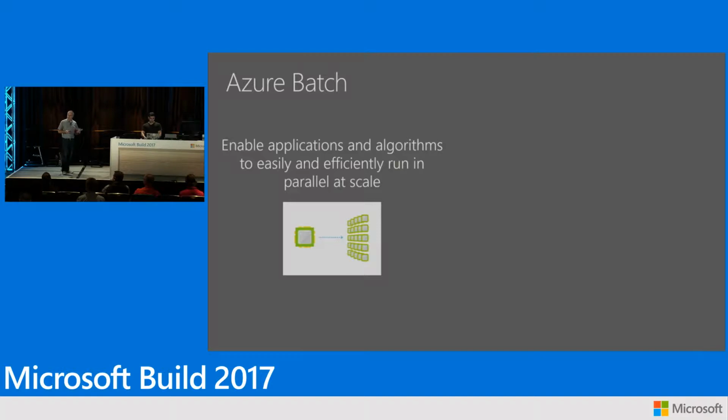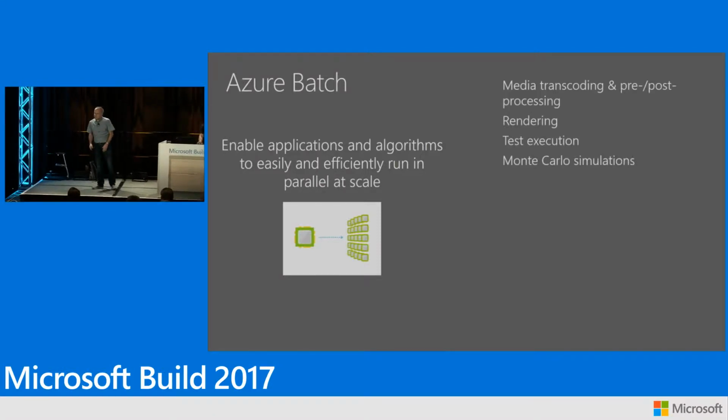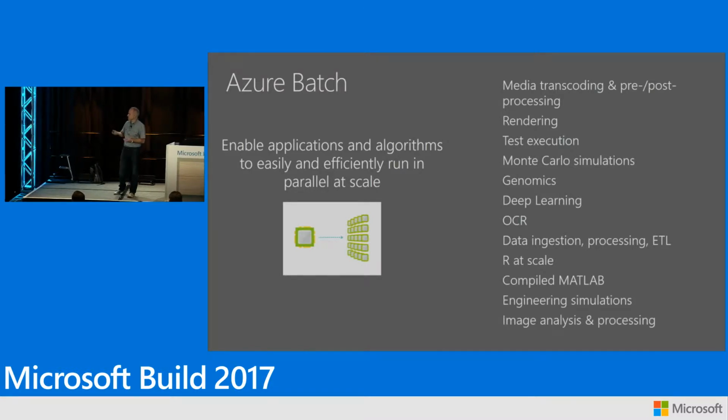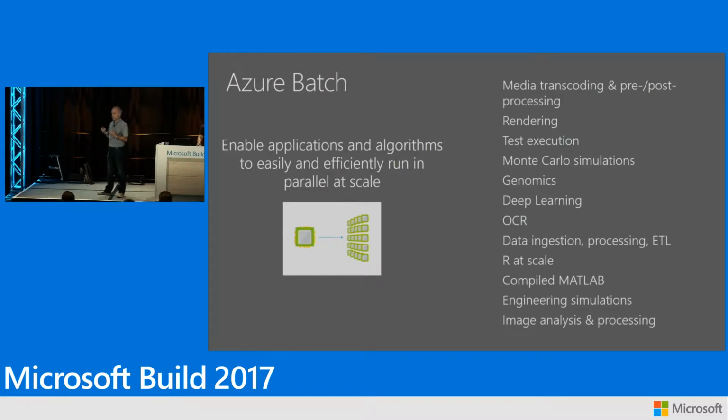Now, some of these applications or algorithms you could have been running on premises. You might have been running them on workstations, desktops. Perhaps you had an on-premise HPC cluster you were running them on, or perhaps they're new applications or algorithms. But we want to make it easy for you to deploy those, run them, and do that easily and efficiently. And it always amazes me whenever I talk to customers, and this is a real list of use cases, for what uses Batch is put to.